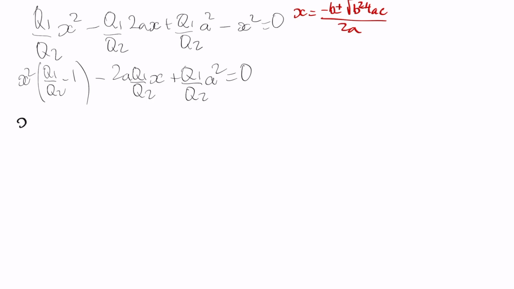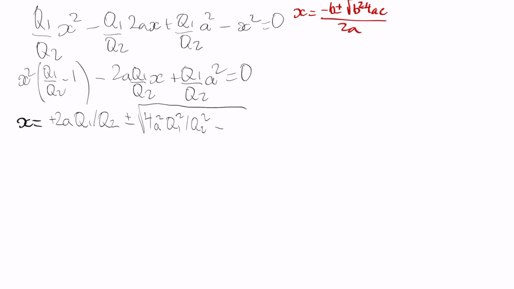We're going to get that x will be equal to the following. What are we going to get? Our minus b is going to be plus 2a Q1 over Q2. Then we're going to get plus or minus a big square root. We're going to have b squared, which is going to be 4a squared Q1 squared over Q2 squared.